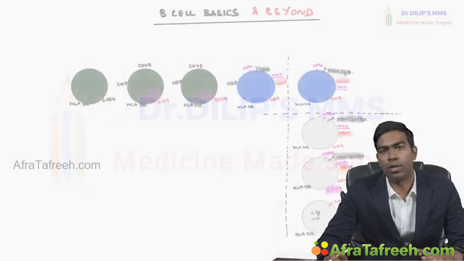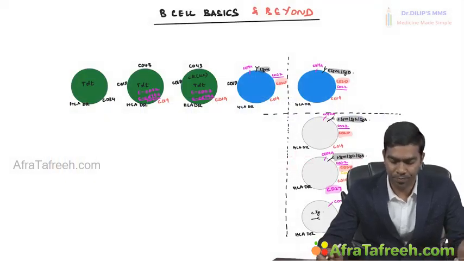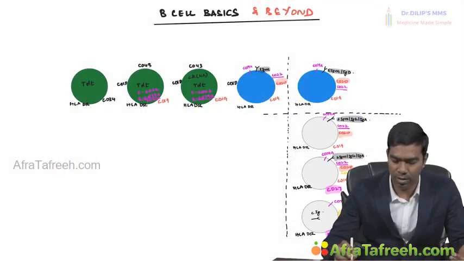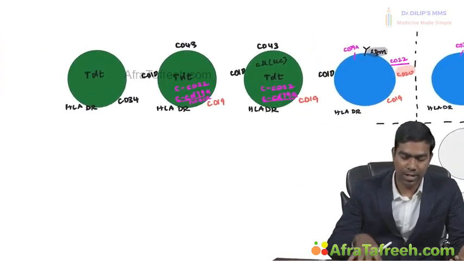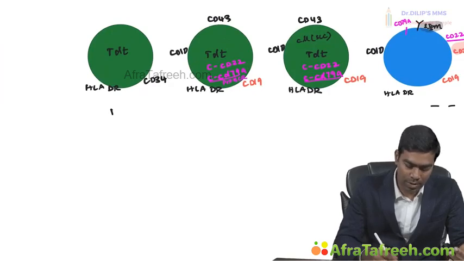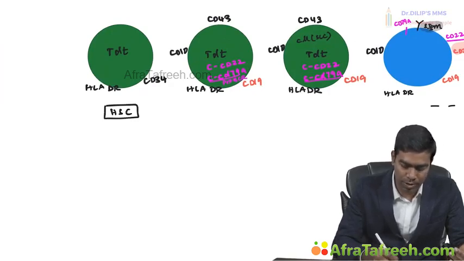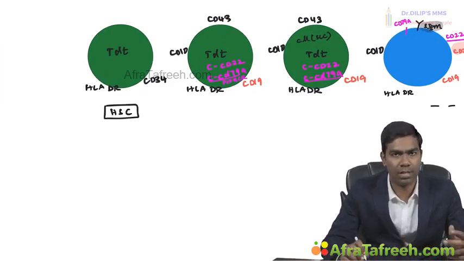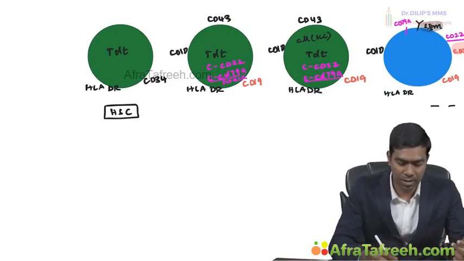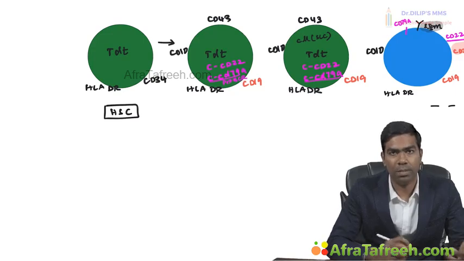So I have drawn the diagram already in this particular video just to save time. You can see, first understand the stages of all these things. The first one is the hematopoietic stem cell stage, which is completely undifferentiated. It's just a stem cell which commits itself into the B cell lineage.